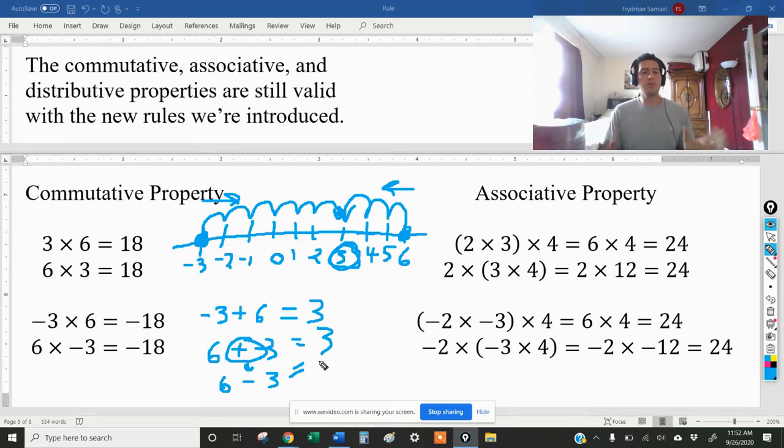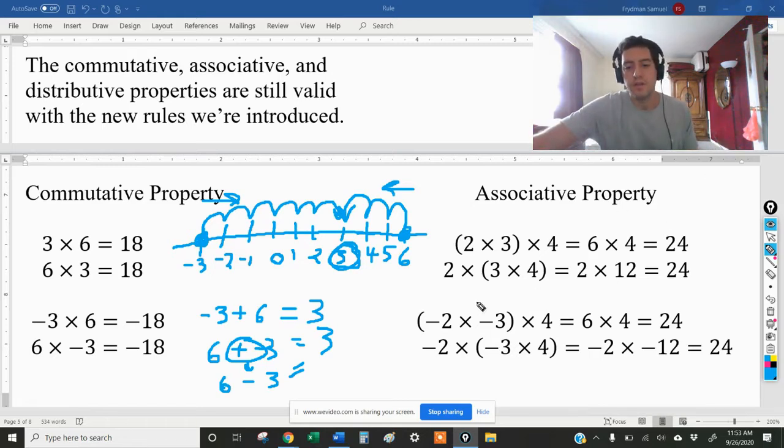So yeah, the commutative property still holds when we have negative numbers thrown in, because I can still change the order of multiplication or addition and get the same answer. Let's talk about the associative property. The associative property, again, works for multiplication and addition. I'm just going to do an example of multiplication here, but you can work it out for yourself with addition if you want to, if you just want to challenge yourself.